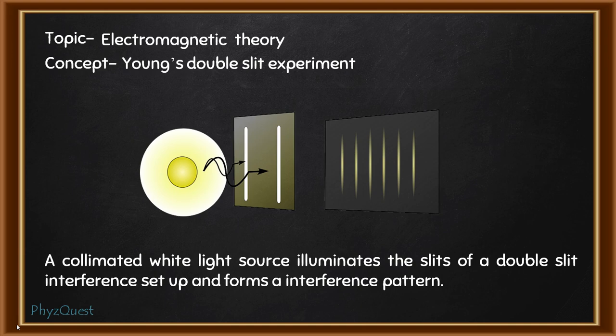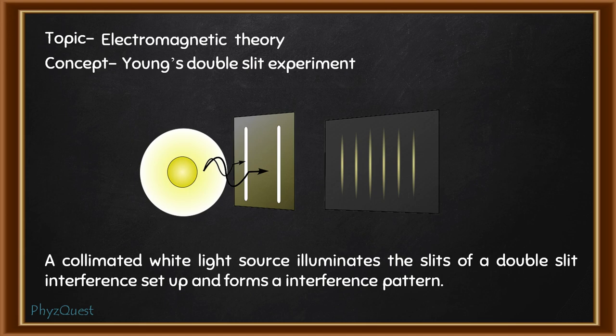Now let us consider the location of the central fringe. At the location of the central fringe, the path difference between the waves emanating from both the slits is 0. That means waves of all colors reach the midpoint in the same phase. So all the colors reaching the midpoint in the same phase means there will be a mixture of all the colors. So ultimately the central fringe will be white.